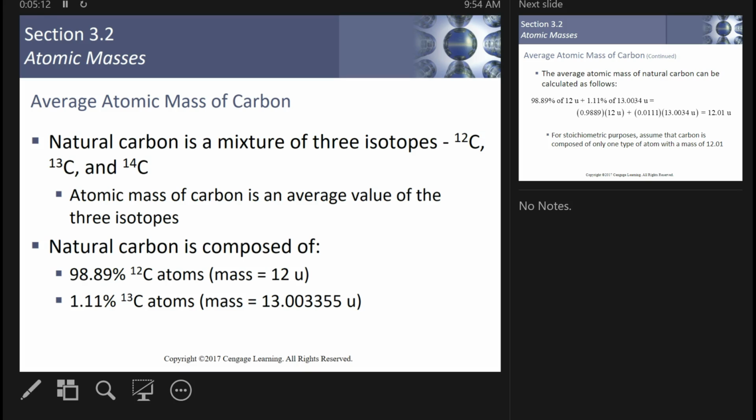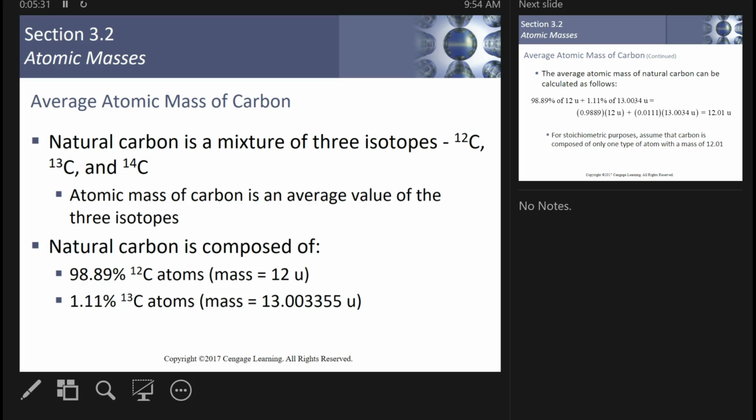98.89% of the time, we find carbon 12. 1.11% of the time, we find carbon 13. Carbon 14 is in trace amounts, so they don't even bother with it. So how do I get an average from this? I can't add 12 plus 13 divided by 2, right? That average isn't going to work.